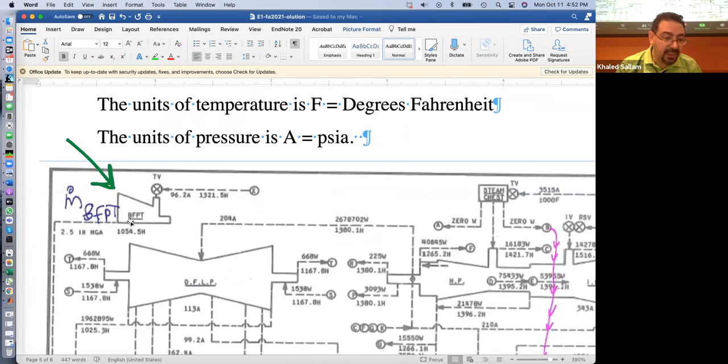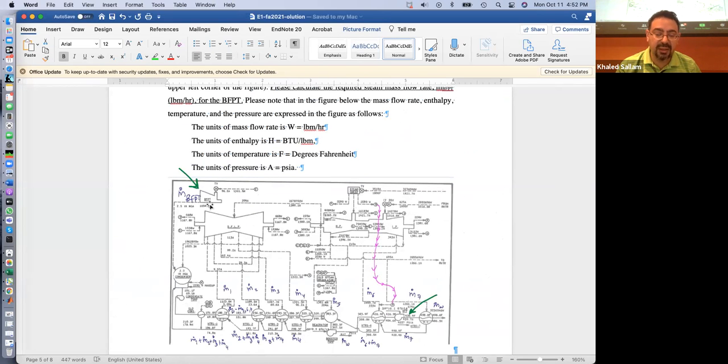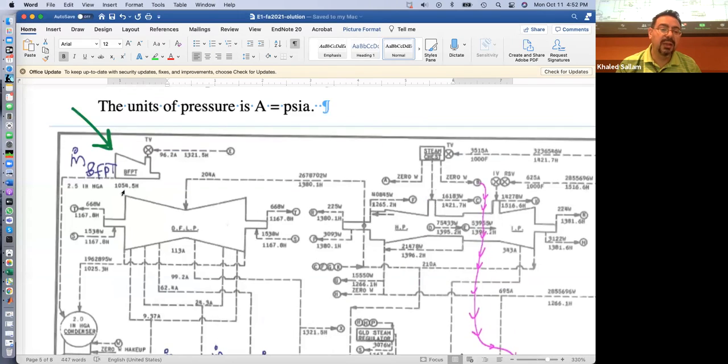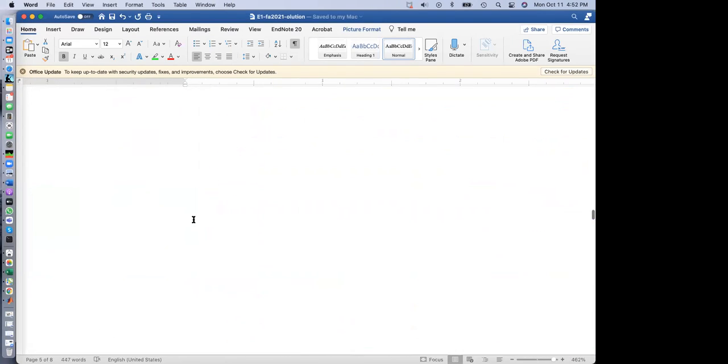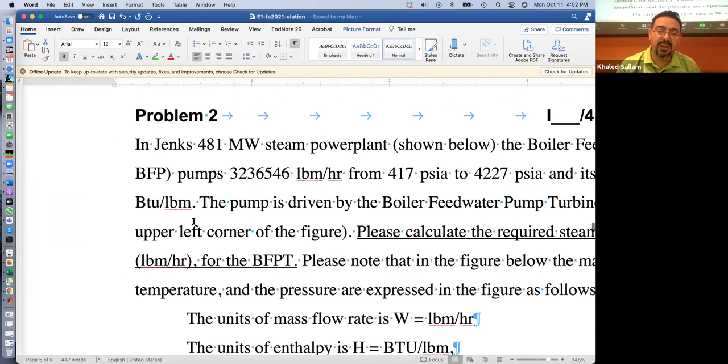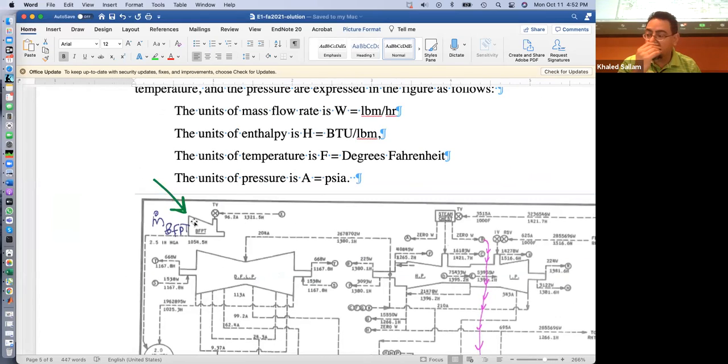So I see the boiler feed pump turbine, and I pointed it out with green so that you guys can see it. Okay, and here, every time I zoom in, I don't know why the Microsoft window just keeps jumping up. Any reason why?